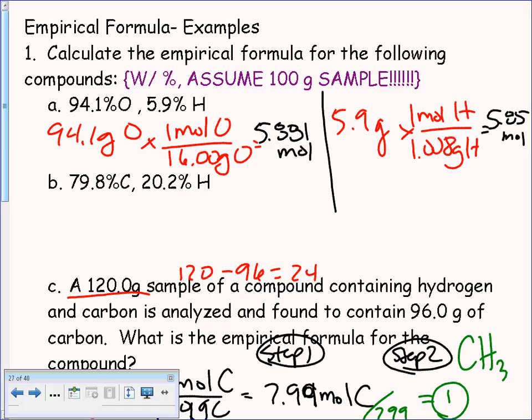There we go. Okay. So we got to step 1. Step 1 just took a little extra step because we had the percent. So you assumed a 100-gram sample, you went to grams, then to moles. Now what do you do?